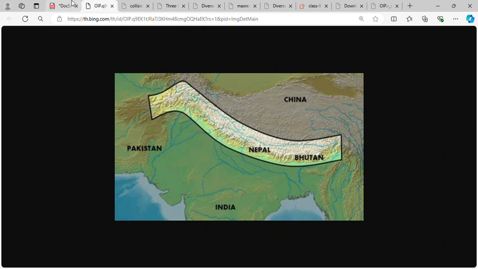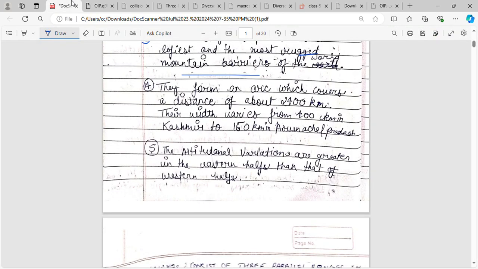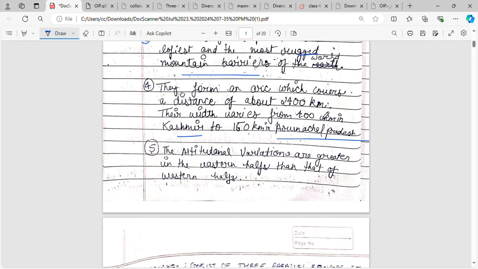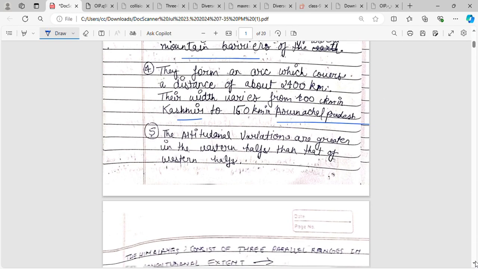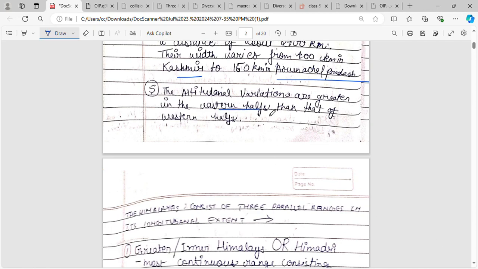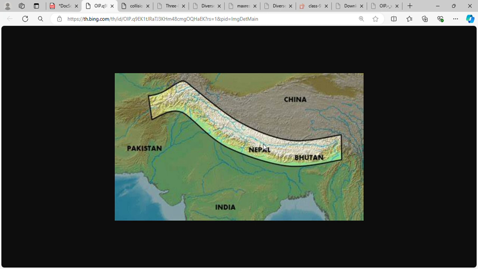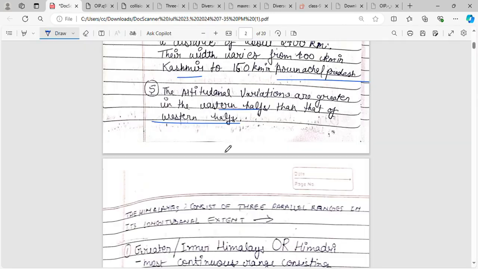In the western part, the width of the Himalaya in Kashmir is 400 kilometers, while in Arunachal Pradesh it's 150 kilometers. Here the width of the Himalayas is much more than on the eastern side. The next point: altitudinal variations are greater in the eastern half than in the western half. There is great altitudinal variation between the eastern part and the western part of the Himalayas.